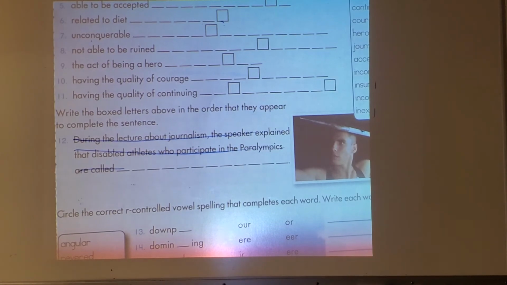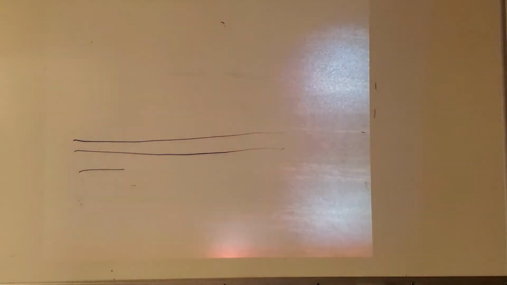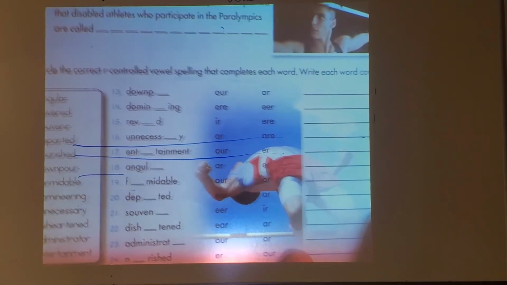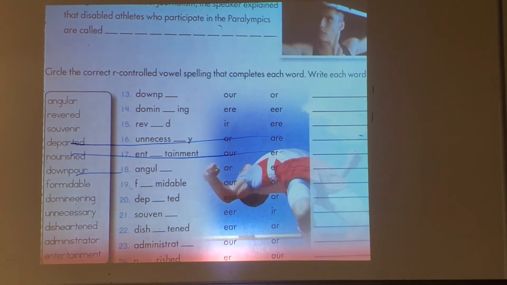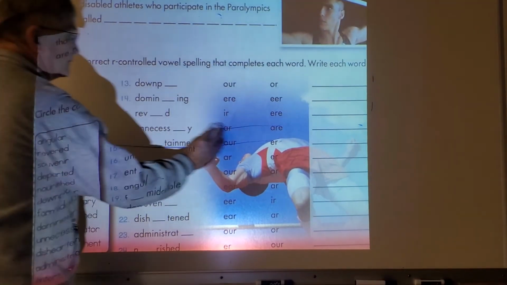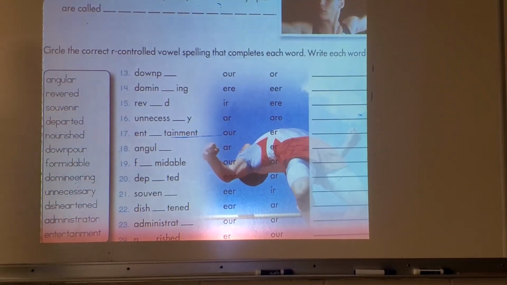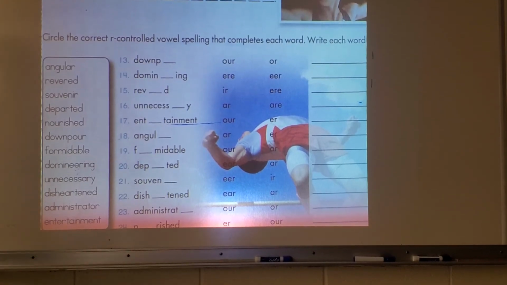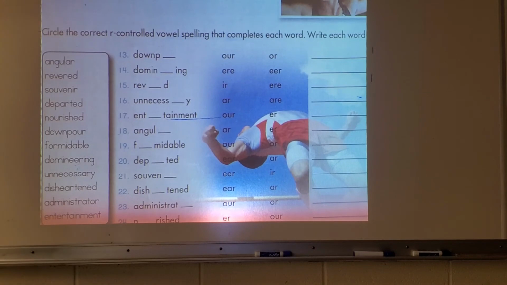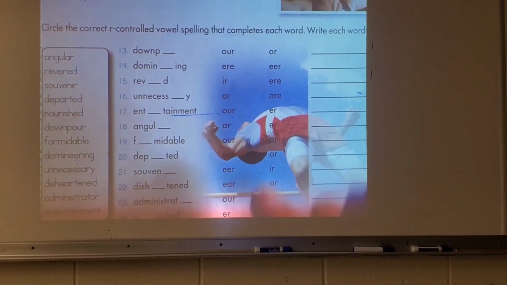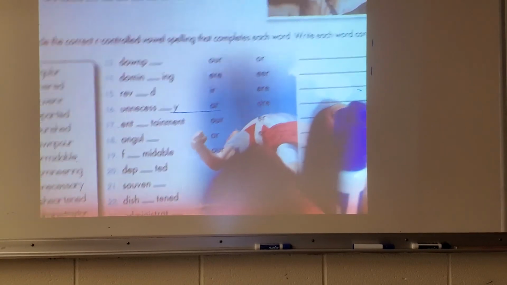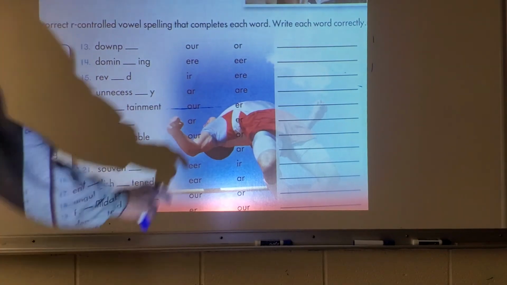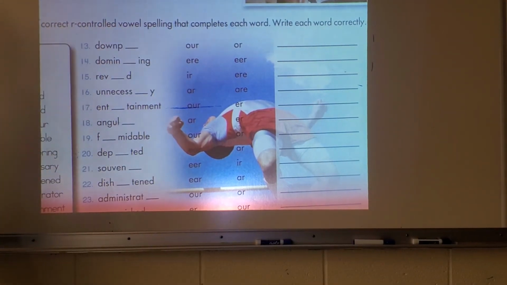Now, next part. We have the last part here. All right, it says circle the R-controlled vowel spelling that completes each word. Write out each word. All I'm asking you to do is write out each word, spelled correctly. So in other words, we're not doing any circling. They're asking you to put whichever ending goes, so you have to compare to make sure you have the correct spelling.